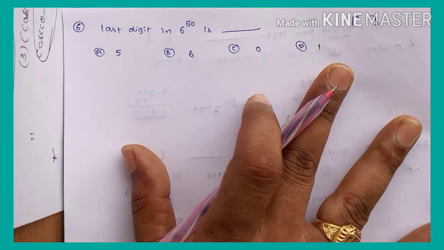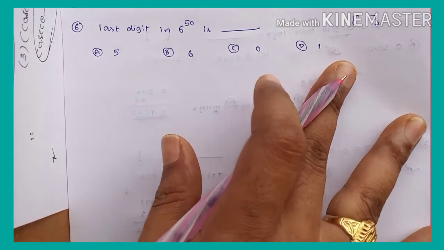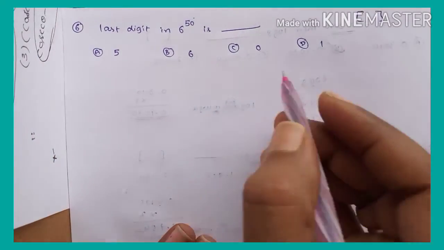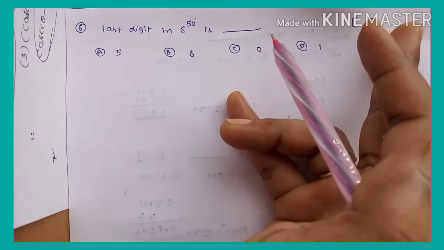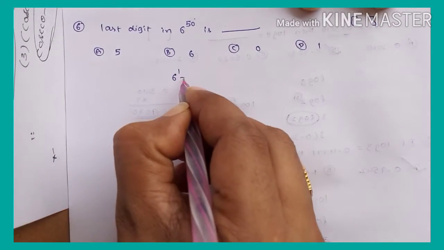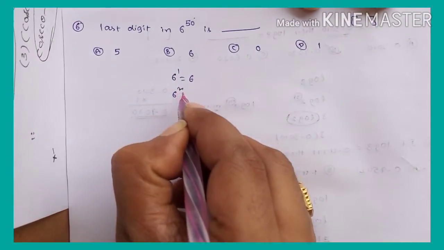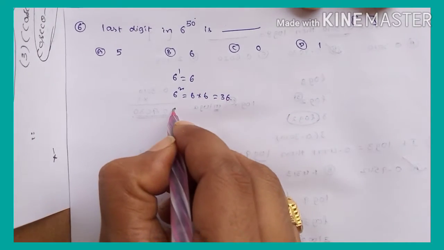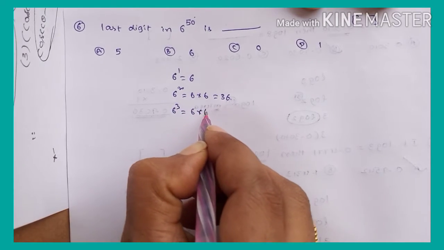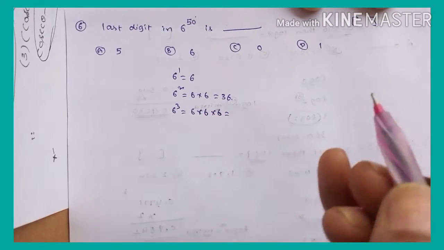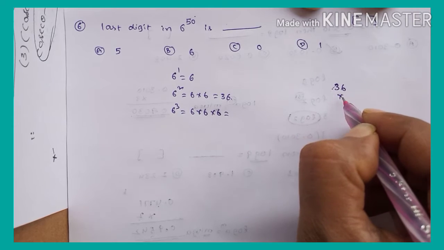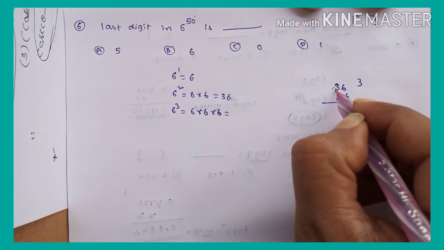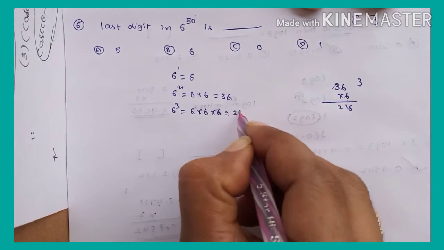The next bit: the last digit in 6 to the power 50. What is the last digit of 6 to the power 50? Now 6 to the power 1 is equal to 6 only. 6 squared is 6 into 6, which is 36. 6 cubed is 6 into 6 into 6, 3 times. 6 sixes are 36, multiply with 6: 6 sixes are 36, 3, 6 threes are 18 plus 3 is 21, so 216.